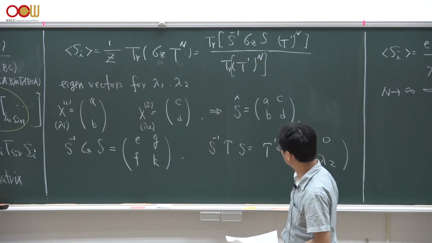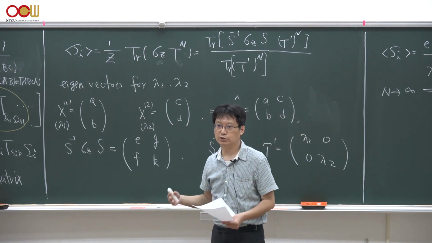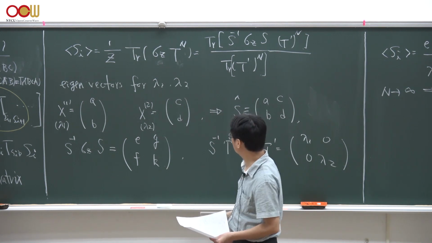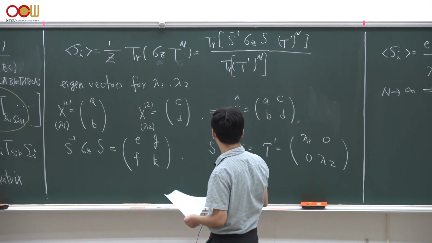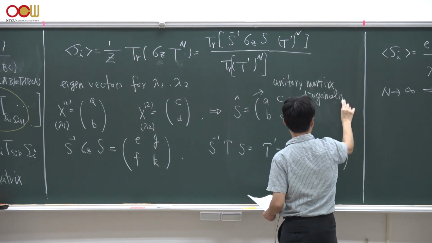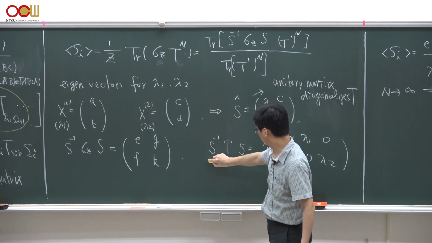As we mentioned previously, the reason why we introduce the transfer matrix is that we can diagonalize this T matrix by a unitary transformation, which we call the S matrix. This is a unitary matrix which will diagonalize the transfer matrix T by a unitary transformation.